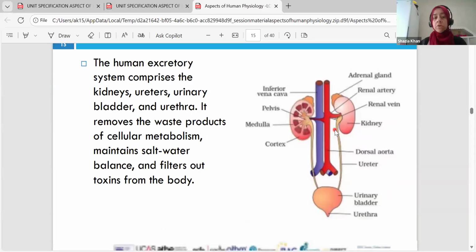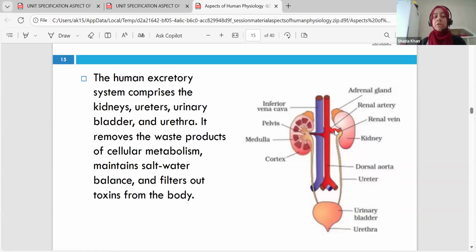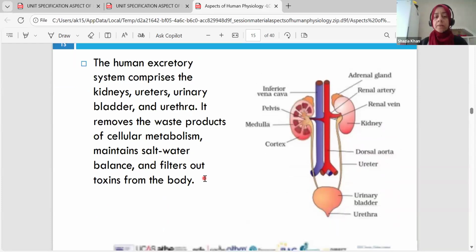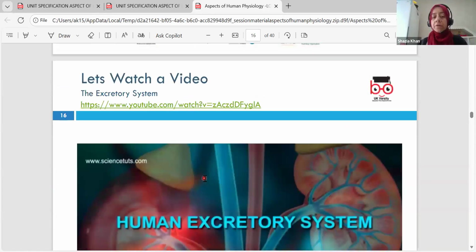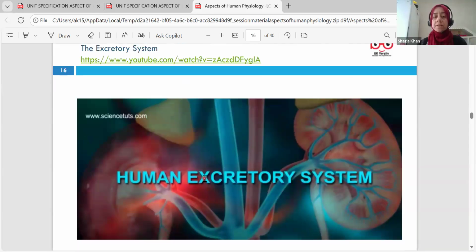So your excretory system, as it mentions, has the kidneys, the ureters, the urinary bladder, and the urethra. Whatever waste products are there in our body, they remove them. There's also maintenance of salt water balance, and it filters out toxins from the body. Again, a video to understand the human excretory system.